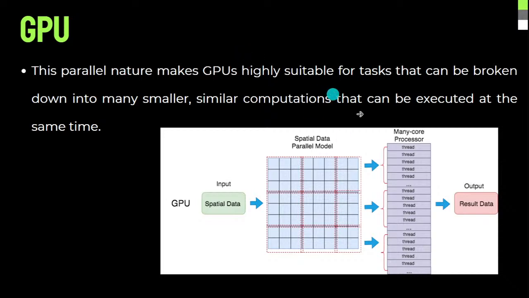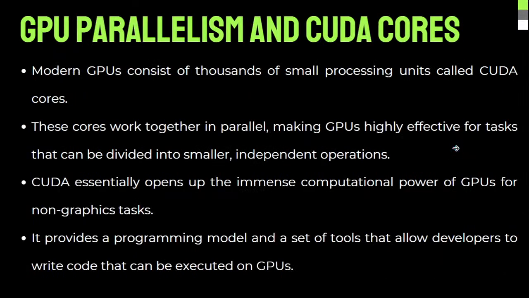So this parallel nature makes it process quickly. There is something known as GPU parallelism and CUDA cores. A modern GPU consists of thousands of small processing units called CUDA cores. All these can subdivide the task and do it parallelly so that tasks can be done much faster. These CUDA cores work together in parallel, making GPUs highly effective for tasks that can be divided into smaller independent operations. And CUDA essentially opens up the immense computational power of GPUs for non-graphical tasks as well.